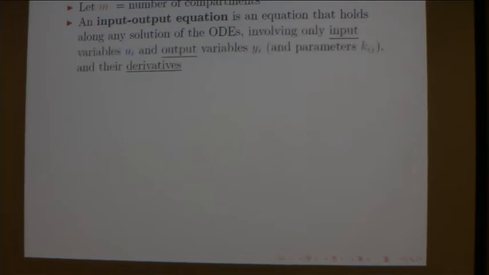So an input-output equation is an equation that holds along any solution of the ODEs, that only involves the variables that you can measure, okay? So the input variables, the drug input, the output variables, whatever you can measure. And of course the parameters will be inside because everything depends on the parameters. And also I'm allowed to have these variables and their derivatives, okay?